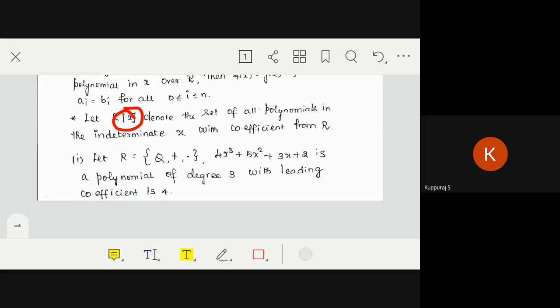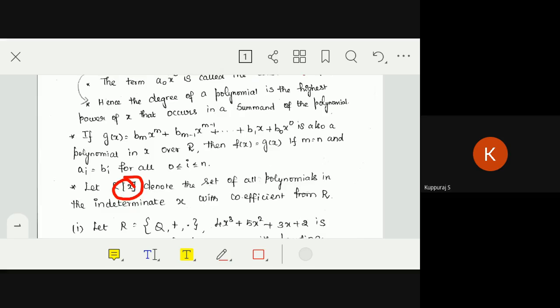Let R equal to Q, plus, dot, that is, we define one ring. It is the set of all rational numbers under addition and multiplication. We define one polynomial, 4x cubed plus 5x squared plus 3x plus 2, which is a polynomial. The degree is 3, the leading coefficient is 4, and the constant term is 2. Actually, in this ring, we can define infinitely many polynomials.